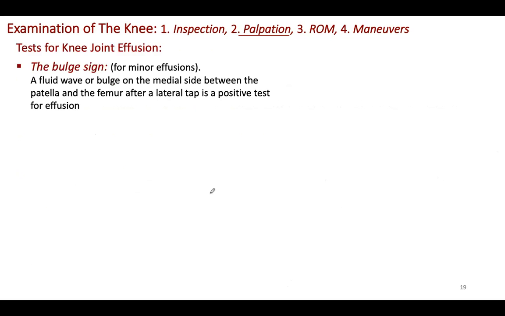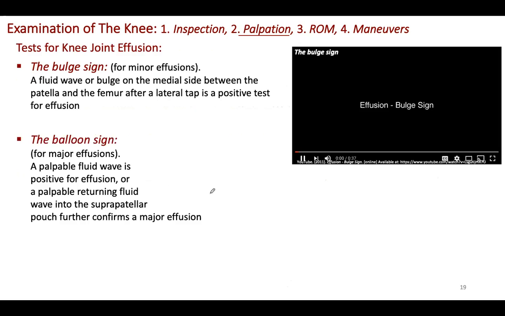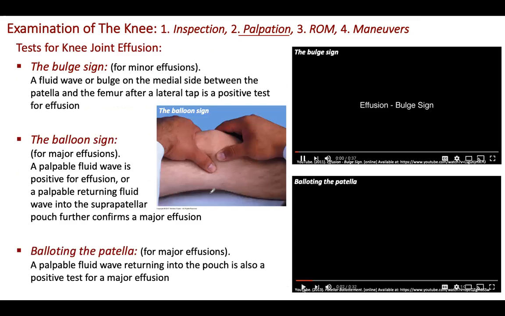Test for knee effusion. There are 3 tests for knee effusions. These are the videos for how to do them. The test to detect minor effusion is called bulge test or bulge sign. And the tests to detect major effusion are called balloon sign and ballottement of the patella. The way I remember it, minor effusion, the name of the test has 1 L. For major effusion, you have double L's, 2 L's in the name, balloon, ballottement, because the effusion is major. This is how I remember them.